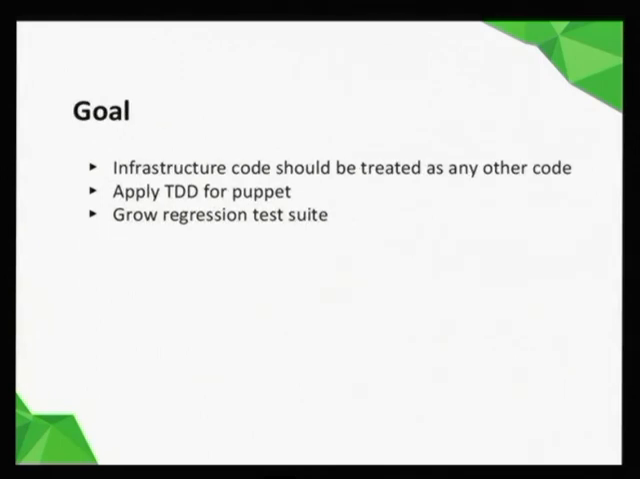So the goal: we strongly believe at Good Data that infrastructure code should be treated as any other development code, meaning that we're trying to apply best development practices there. For us, it means basically applying a test-driven development approach for Puppet code. And this way, we try to shoehorn in a process of a naturally growing regression test suite.